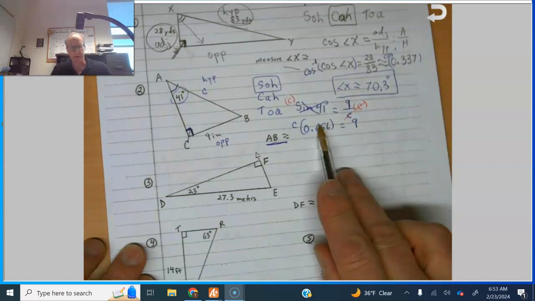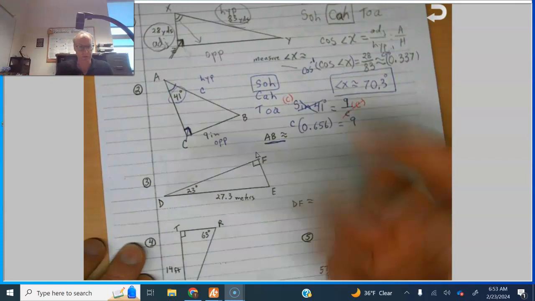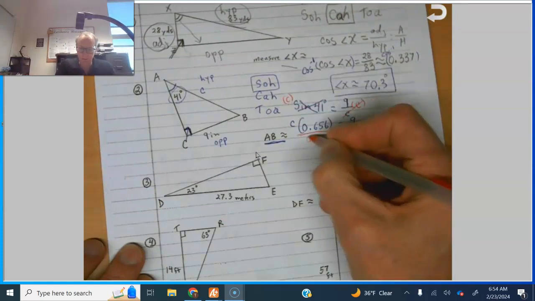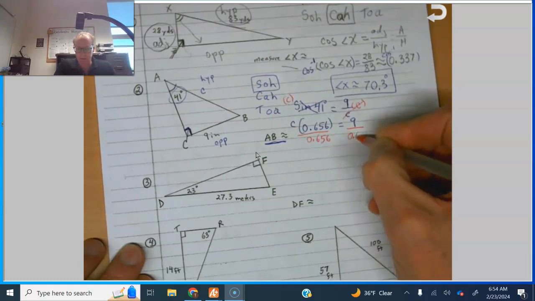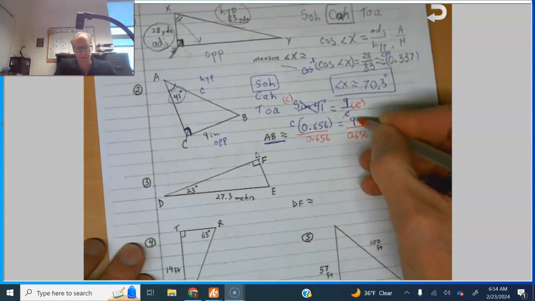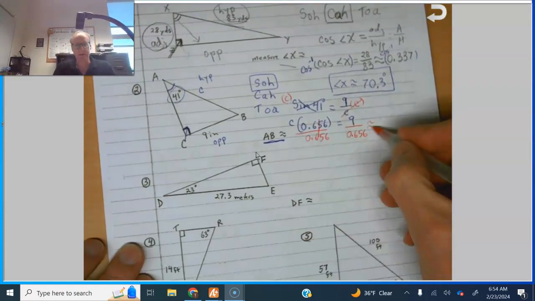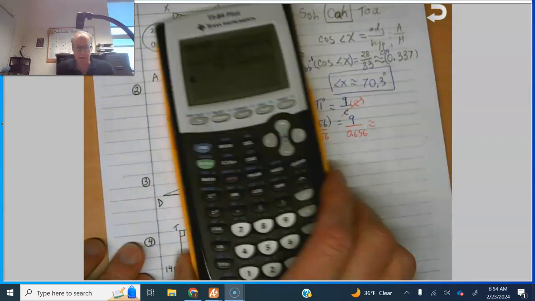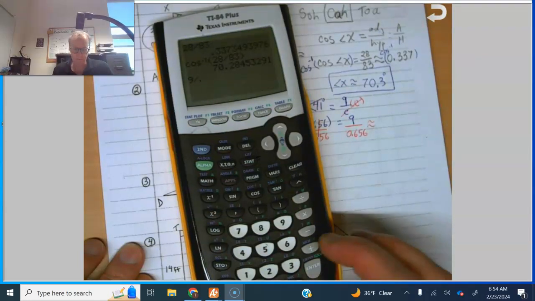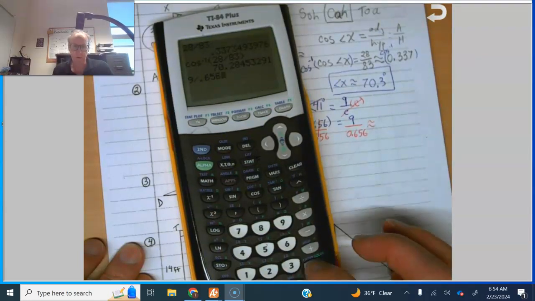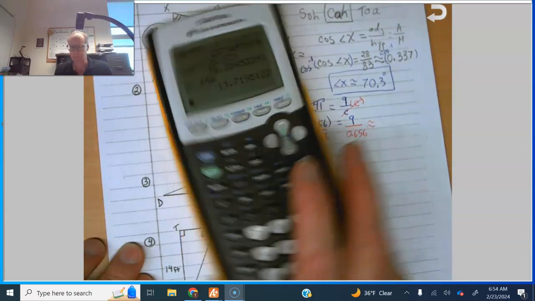Now I'm going to divide by the decimal on both sides. And again, I'm putting my work in another color so you can see what I'm doing. I'm going to divide by 0.656. When you divide by a decimal less than 1, the number gets bigger. C is going to be bigger than 9, and we're going to get an estimate here. So I'm going to take 9 and divide it by 0.656. And I get about 13.7.